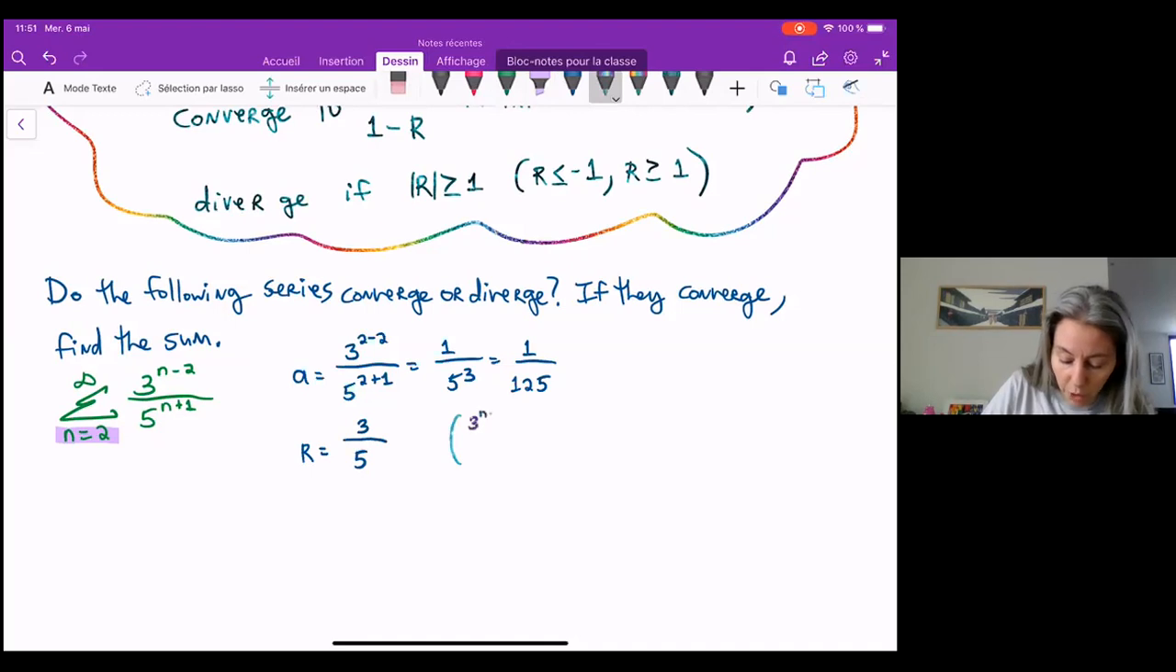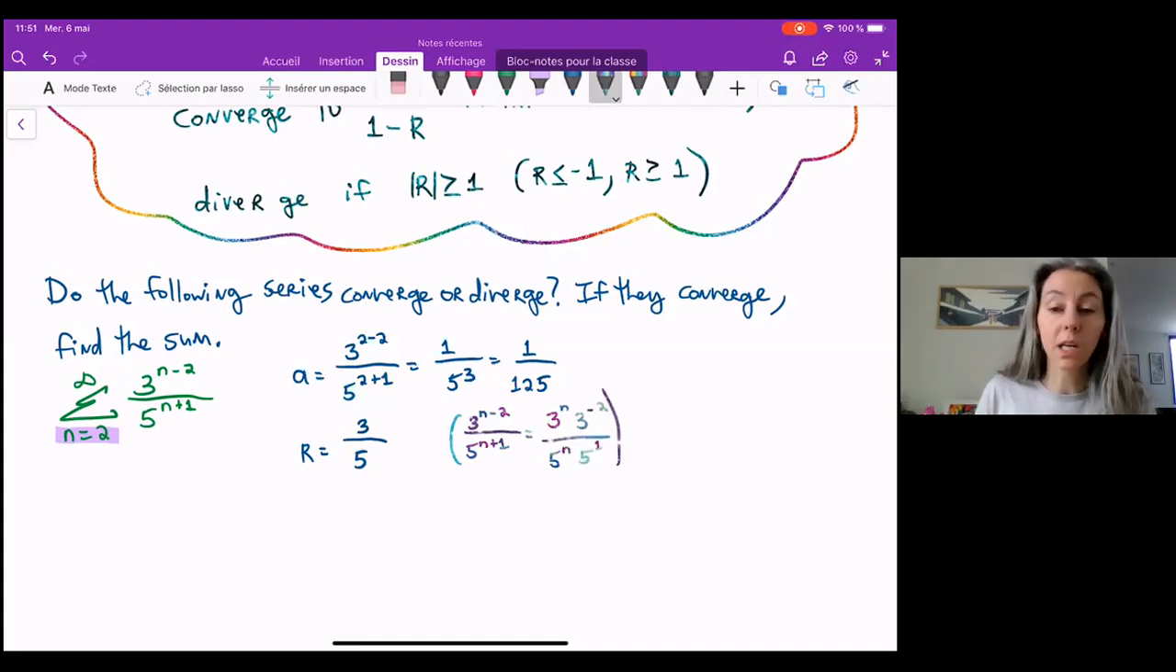We can use exponent rules. So 3 to the n minus 2 over 5 to the n plus 1 is equal to 3 to the n times 3 to the negative 2 over 5 to the n times 5 to the 1. Notice the thing in the numerator to the n is clearly 3, and in the denominator it's clearly 5. Okay, so that's one way to find r.